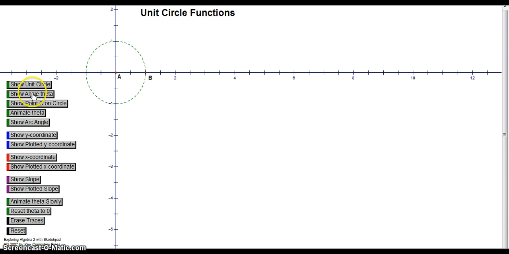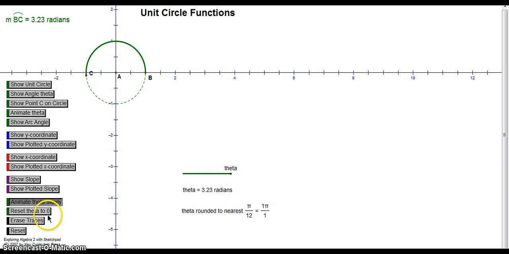So if we see the unit circle, we see an angle theta, we have some point on the circle, we'll show the arc angle, and so now first if I just animate theta, we can see as we go around the radians are going to increase, and we can continue to go around the circle, and the radians continue to increase. Okay, great. Well, what do we know about sine and the unit circle?